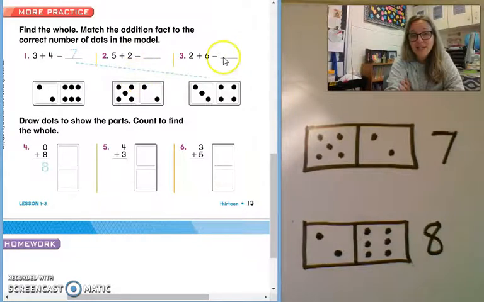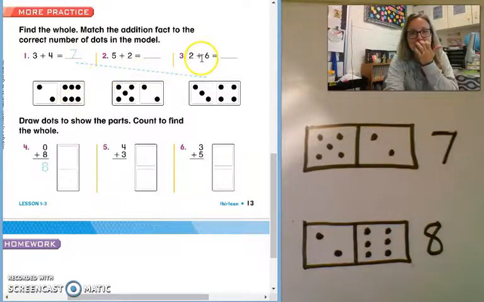Now this last one is probably a gimme, but even with gimmes, we always count them first to make sure before we just assume. So we're looking for a domino that says 2 plus 6, and this is the last domino we have, so let's make sure it says 2 plus 6. I have 1, 2, and 1, 2, 3, 4, 5, 6. So it is a match. So you can draw a line from this domino over to number 3 to show that that is the matching parts for that equation.